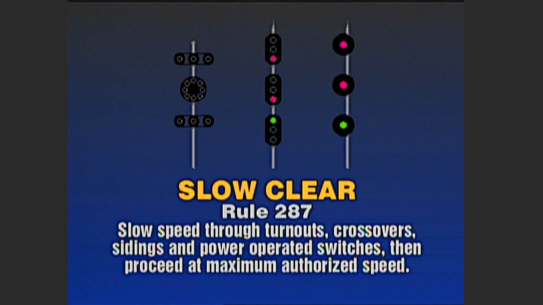A signal that you might see at the exit from a yard to the main line would be this one, called slow clear. Rule 287 tells an engineer that when he sees this signal, he can proceed at slow speed through turnouts, crossovers, sidings, and power-operated switches, and then he can proceed at maximum authorized speed.